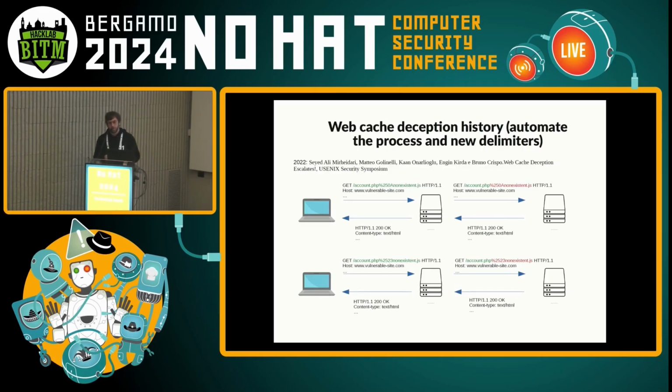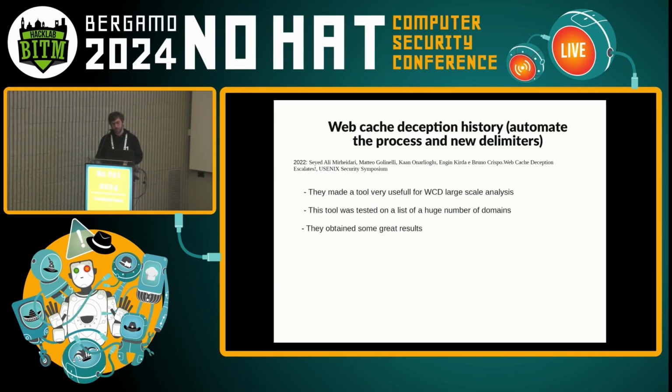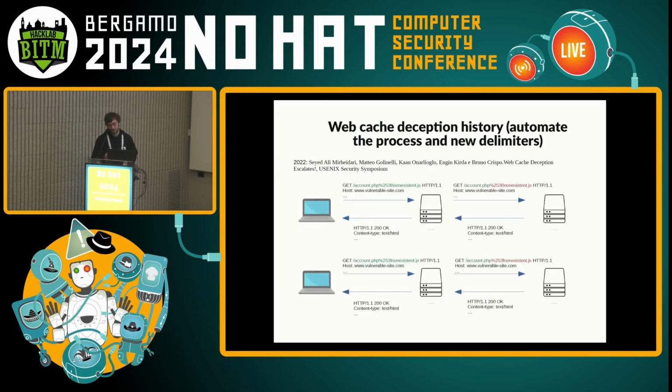Then later in 2022, the same group bring out another paper called Web Cache Deception Escalates. Basically, they discovered that double encoded delimiters also work well for cache deception in some cases. And they didn't stop there, of course, because this can be done with all the special delimiter characters used previously. So double encoded semicolon, double encoded question mark, double encoded hash character, etc.